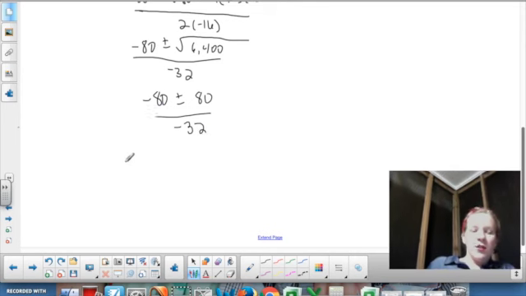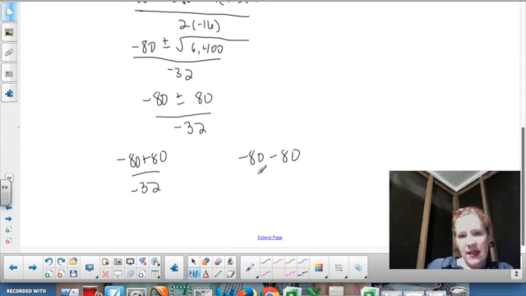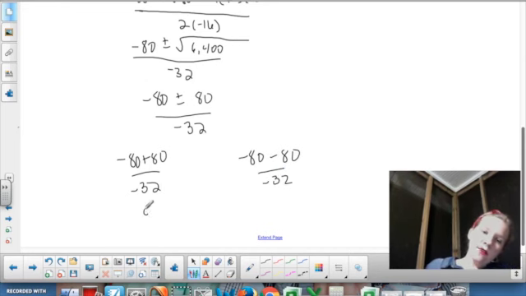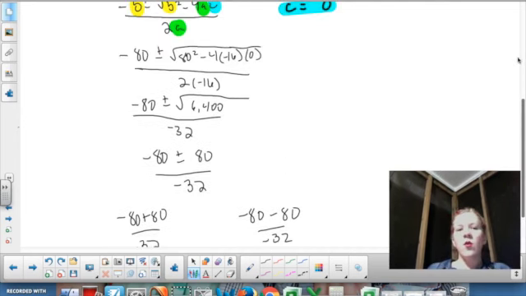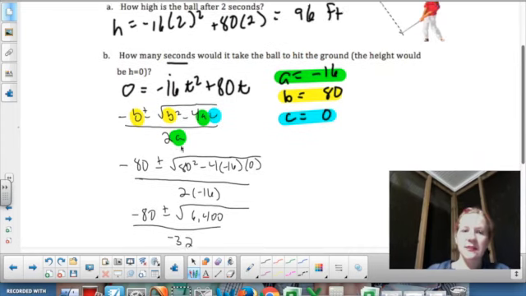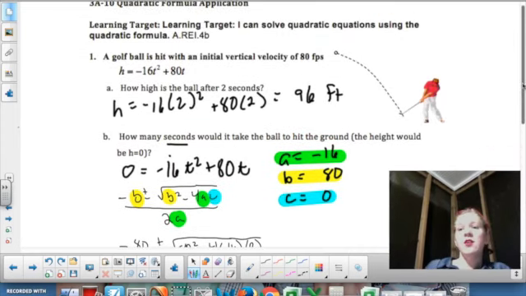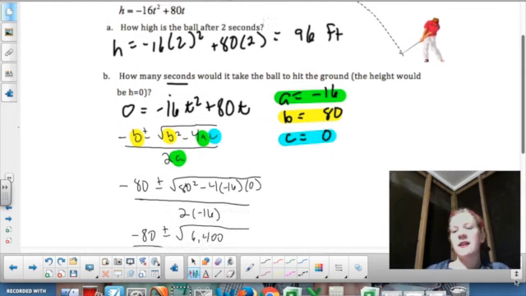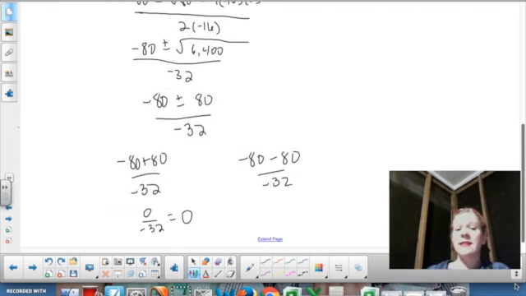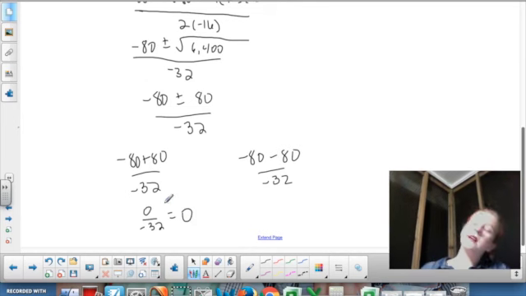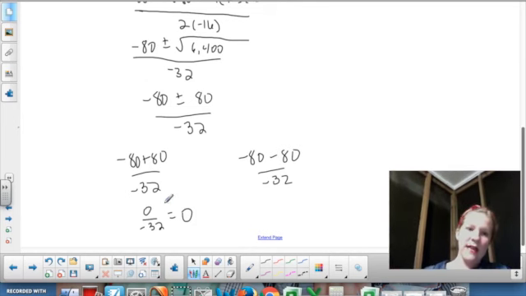So now it splits into 2 different things. I've got negative 80 plus 80 over negative 32, or I've got negative 80 minus 80 over negative 32. Negative 80 plus 80 equals 0 over negative 32 equals 0. Well, I'm looking for the time it takes the ball to hit the ground. So this goes back to that problem we did in lesson 3A-8, where the reason I got 0 as an answer is because, yes, the ball is on the ground at 0 seconds because I haven't hit it yet. So that's not what I'm looking for.